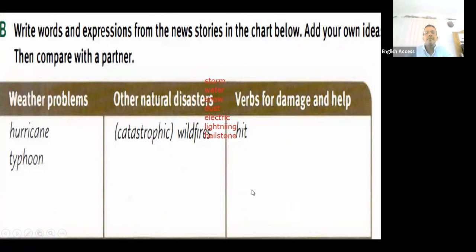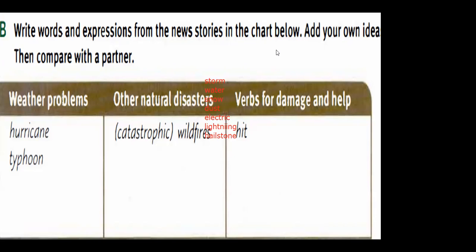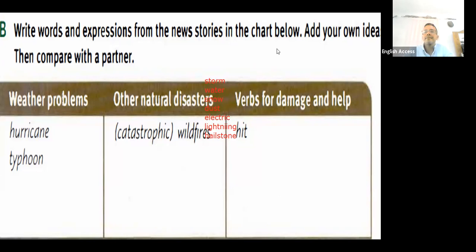Okay, let's do it in teams, please. It's 5 o'clock, you have 5 minutes. See what you can do. It's easy. Do you understand? Weather problems, natural disasters here, other natural disasters here, and the verbs we use. Is that clear? Okay, cool. Felix, thank you for your little hand. Excellent.